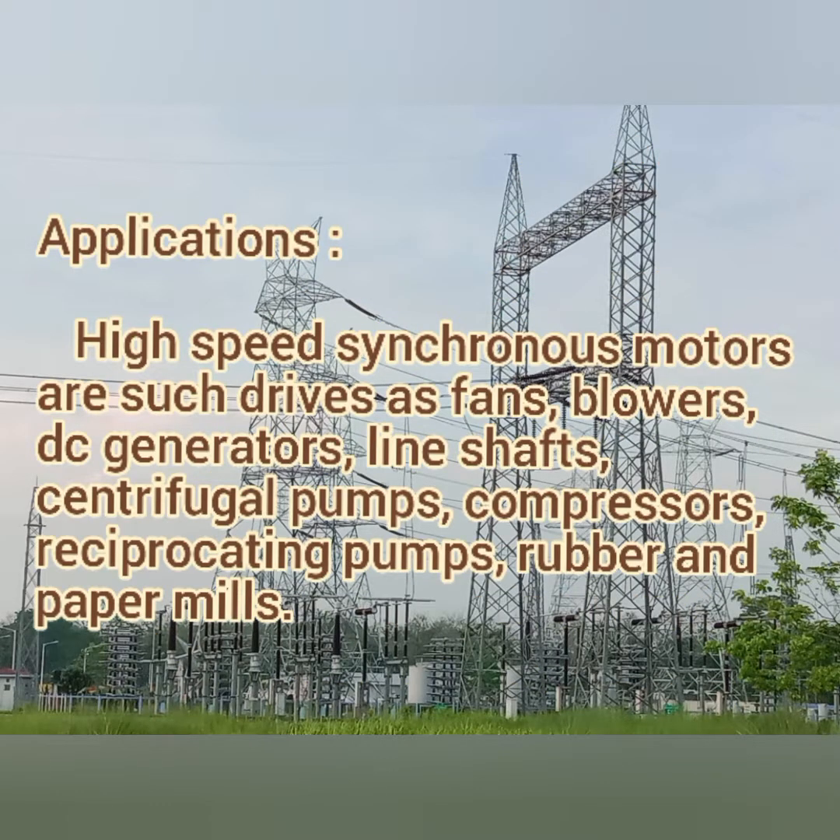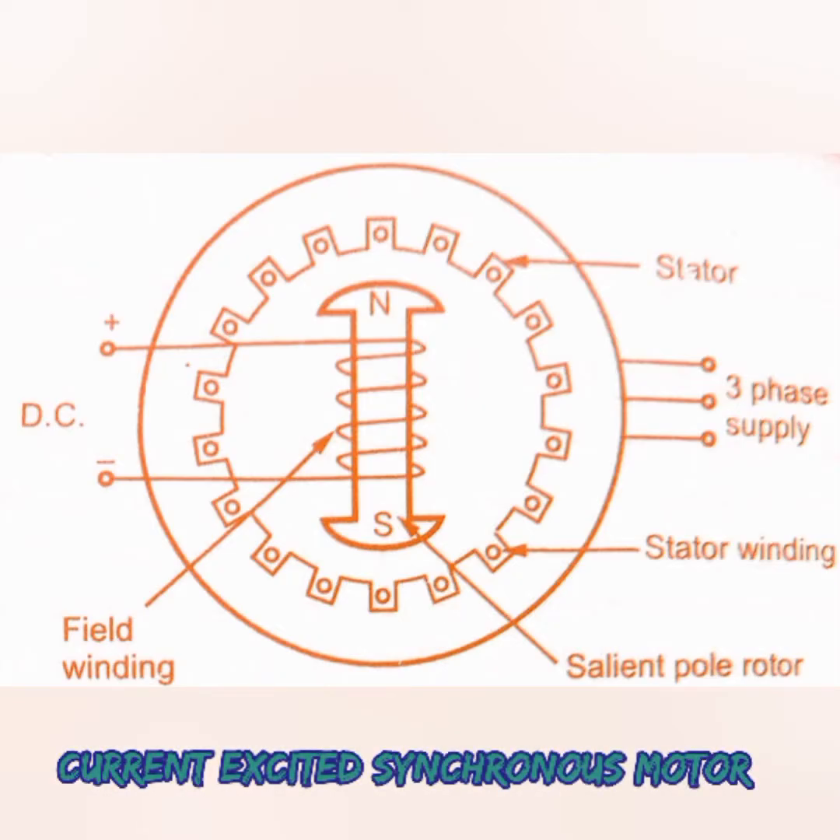Then the applications: it is mainly used in high speed synchronous motors such as fans, blowers, DC generators, then for line shafts, and for centrifugal pumps, compressors, reciprocating pumps, then for rubber and paper mills. These are all the main applications of current excited synchronous motors.